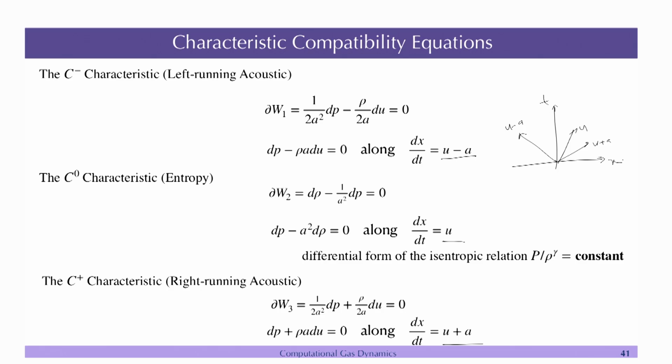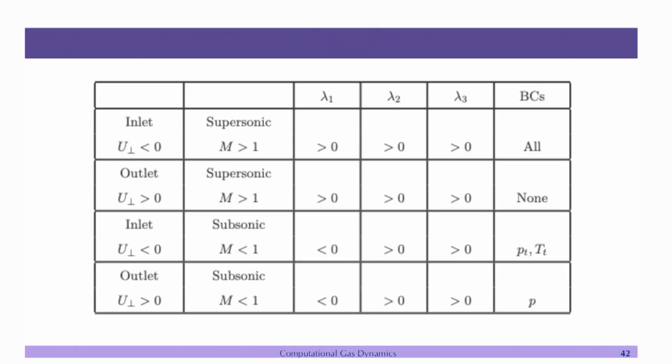Corresponding to that, we had the compatibility equations. For the left running characteristic, we had dp minus rho a du. For the right running, we had dp plus rho a du, and for u, which is the entropy wave, we just got this entropy equation. Now we will see how we can utilize this information in making our inlet and outlet boundary conditions.